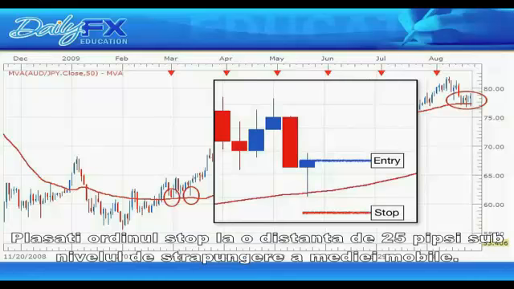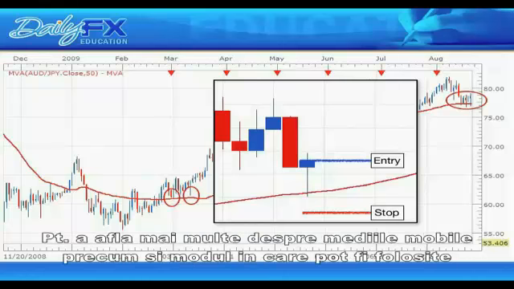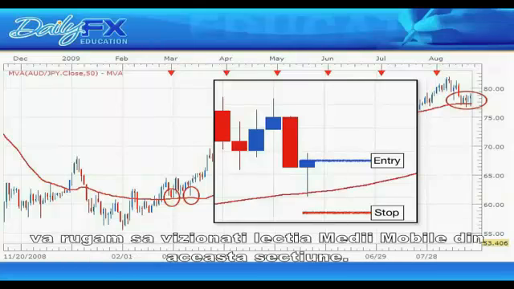Place your stop approximately 25 pips below the swing low. To learn more about moving averages and how to use them, please refer to the Moving Averages series within this course.